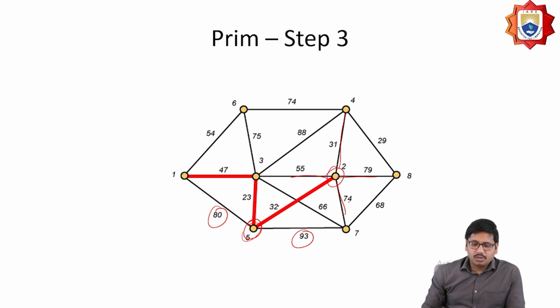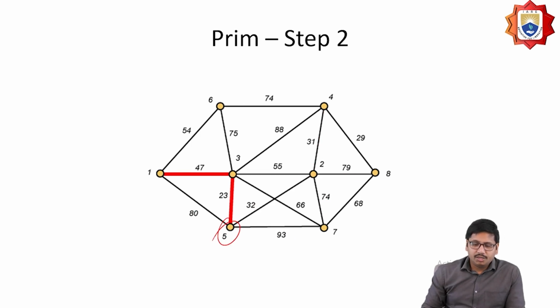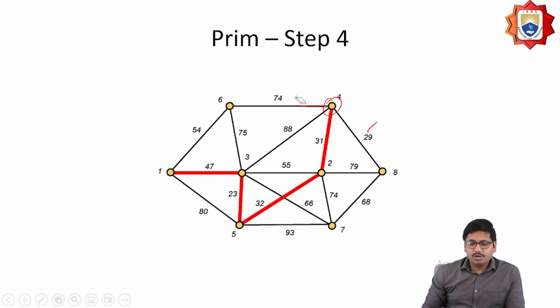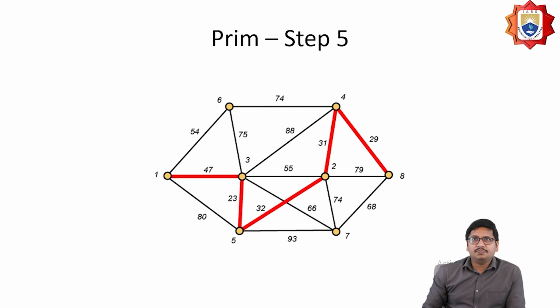So among those, what is the next minimum? That should be 31. So 31 is going to be selected. So like this I have to be followed here. And then from here, the next minimum is 74, 88, and 29 is there. So 29 is the minimum one. So I'm going to select this 29 first.